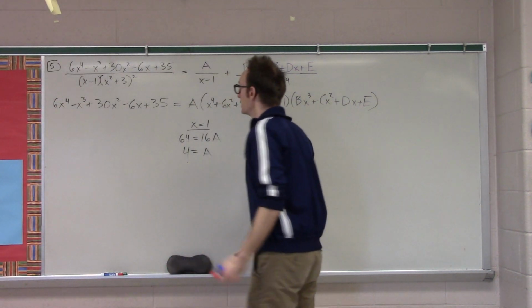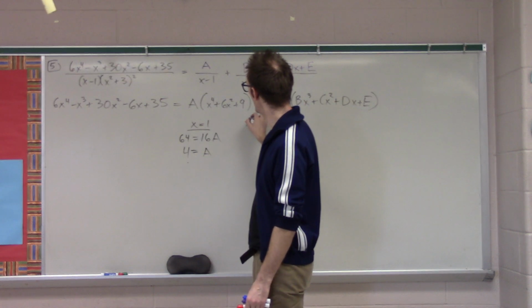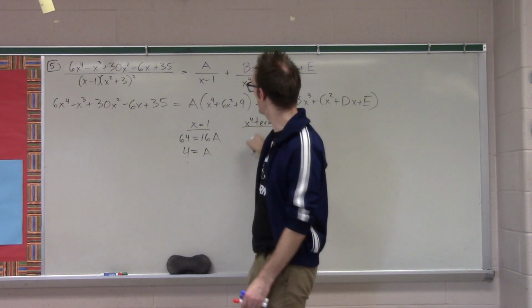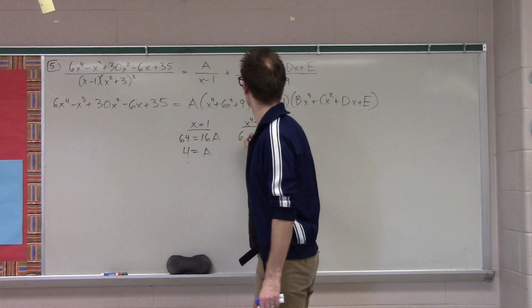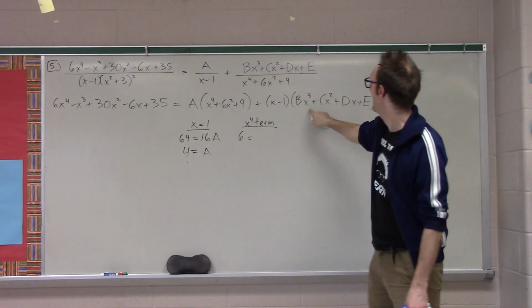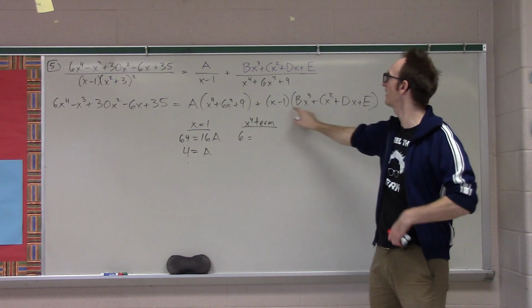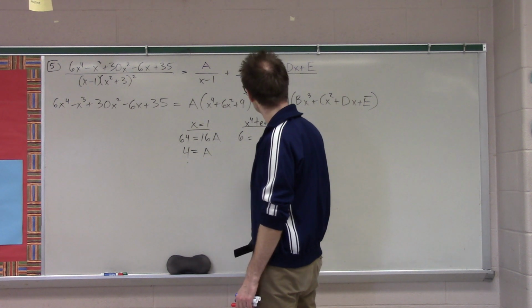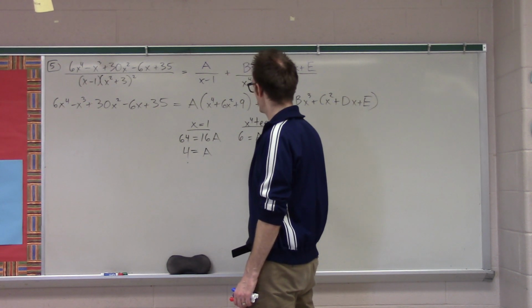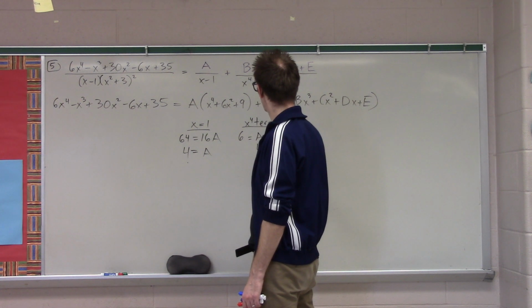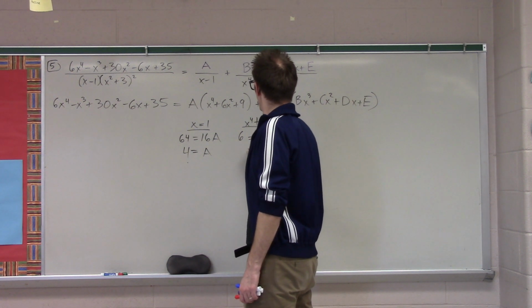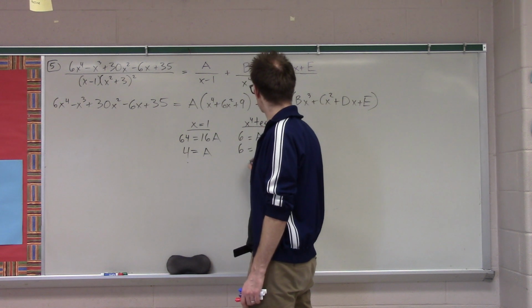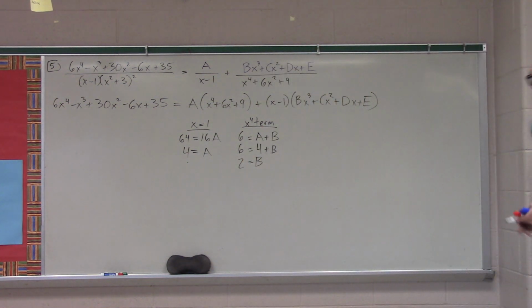What else can I do? Not much. Let's see, I can look at the x to the 4th term. It's clearly 6 over here on the left, and on the right it's going to be a. And if I were to multiply all that out, the quartic term would be b. So this is a plus b. Okay, and I know that a is 4, so that means that b has to be 2. All right, and I think that just about ends my ability to do this quickly.